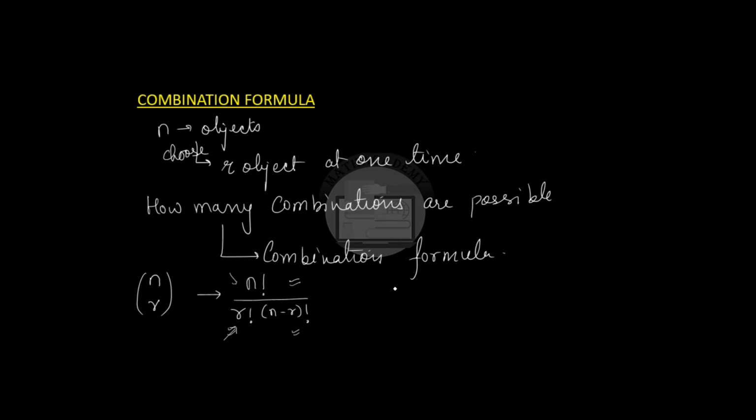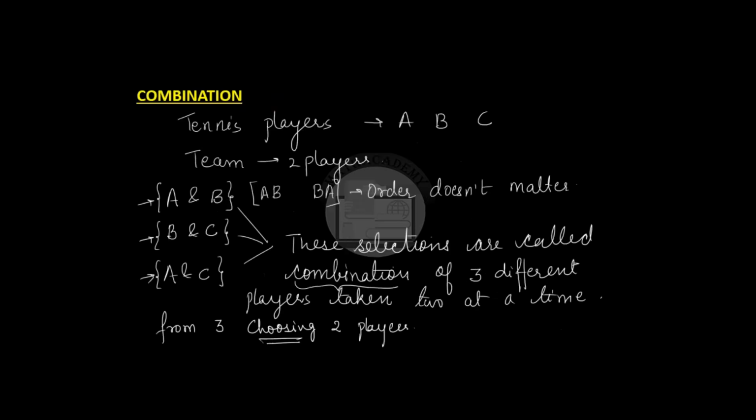r is the number of objects which we are choosing from n at a time. So if we have 3 tennis players and we have to choose 2 players at a time to form a team, then this is given by factorial 3 divided by factorial 2, where r is 2, and factorial 3 minus 2. Factorial 3 is 3 times 2 times 1. Factorial 2 is 2 times 1, and 3 minus 2 becomes 1, and 1 factorial is 1. Cancel out the common factors and we get the answer 3. This is the same as the possible combinations which we obtained earlier.